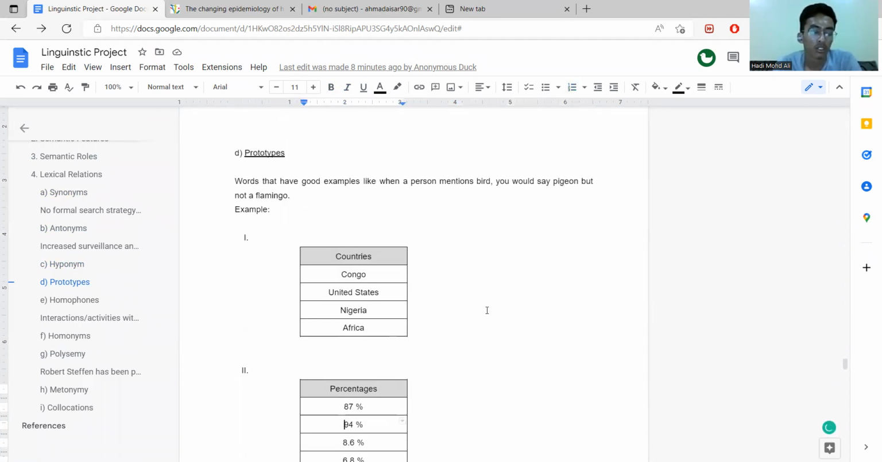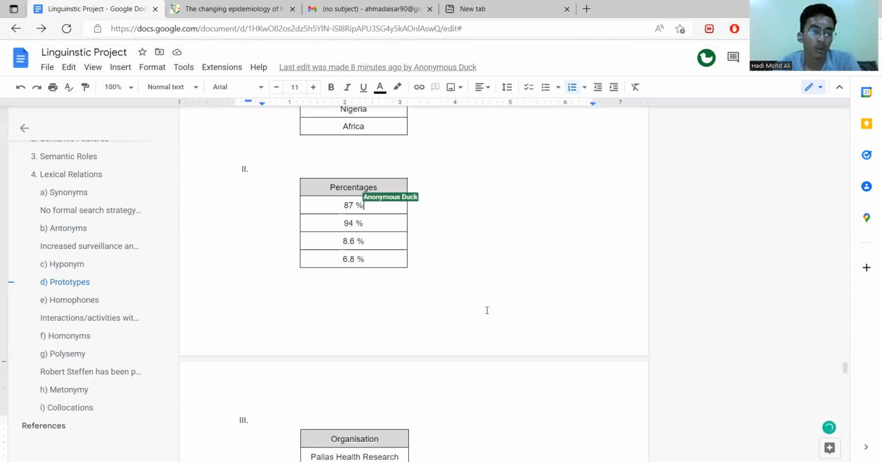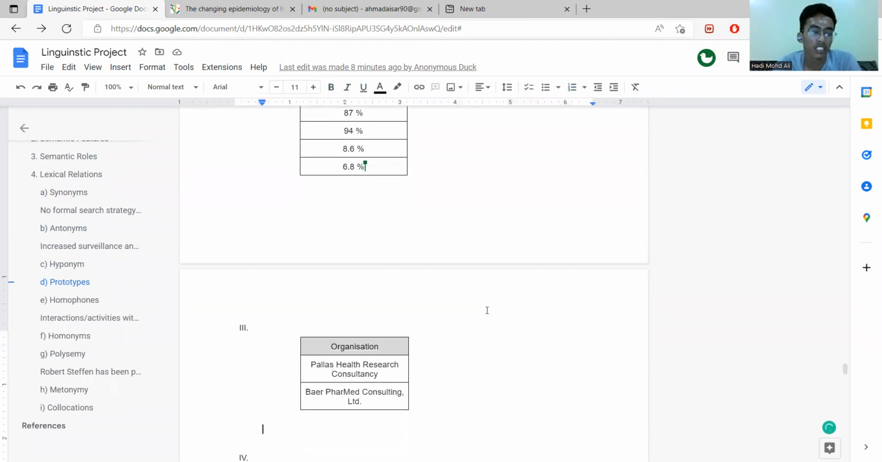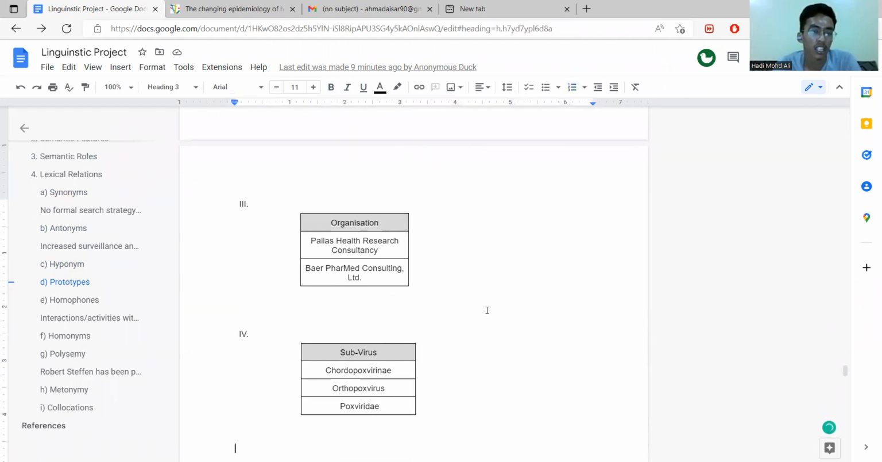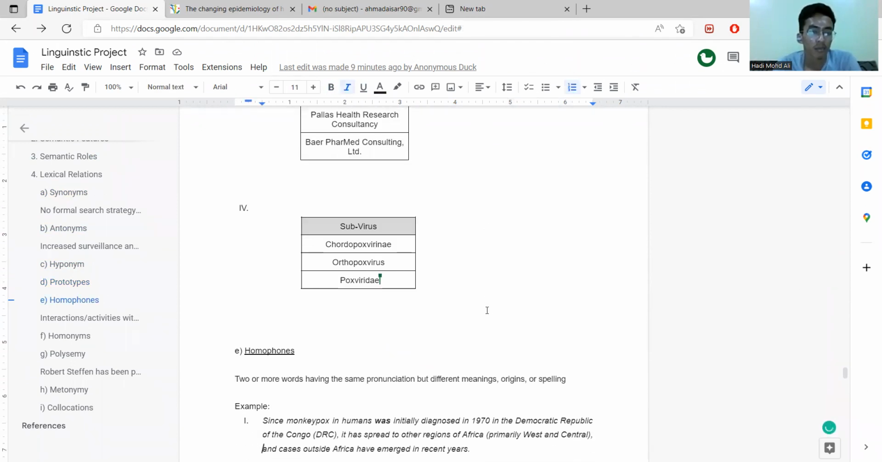Moving on to the prototypes. Prototype is words that are good examples, like when a person mentions bird, you would say pigeon, but not a flamingo. For example, Congo, United States, Nigeria, and Africa are classified as countries, while the percentage is classified as the percentage. The Palace Health Research Consultancy is classified as the organization, and all of these viruses are classified as the virus, the subvirus.